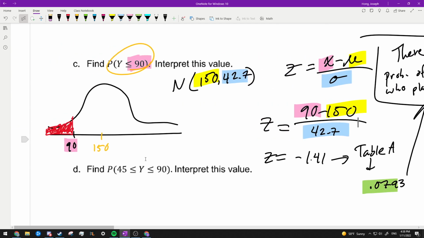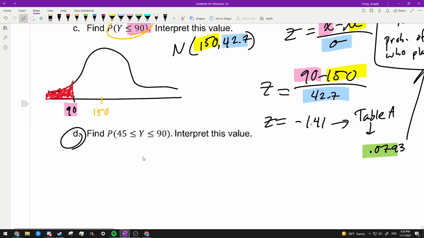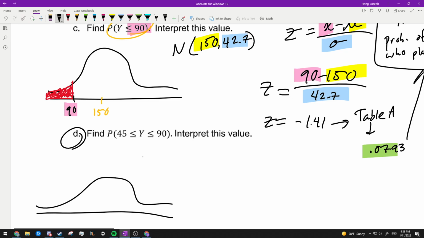So I would like for you to try part D by yourself, where you draw the distribution, right? And then it's going to be between 45 and 90. So it's like here. It's going to be different than part C.